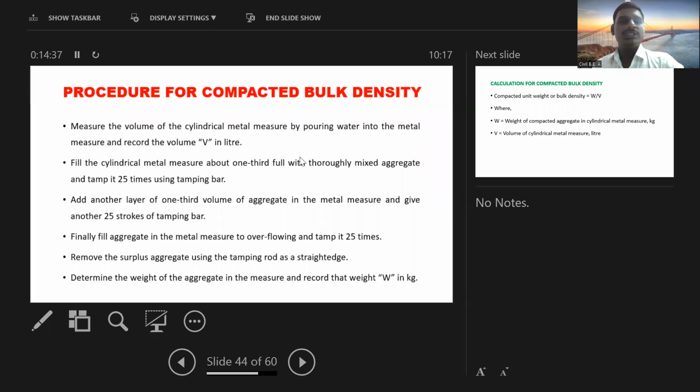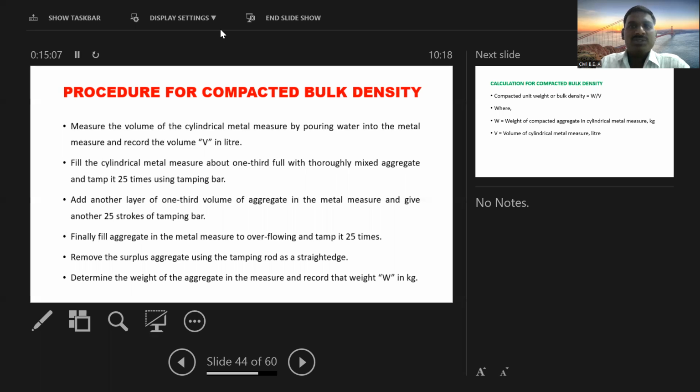So what is the procedure for compacted bulk density? We have calculated the loose bulk density. It means in the cylinder we filled the aggregate in loose state. But now we have to calculate the compacted bulk density. So how do we calculate compacted bulk density? Again, the same procedure will be there. Just we have to compact by using the tamping bar for 25 strokes.